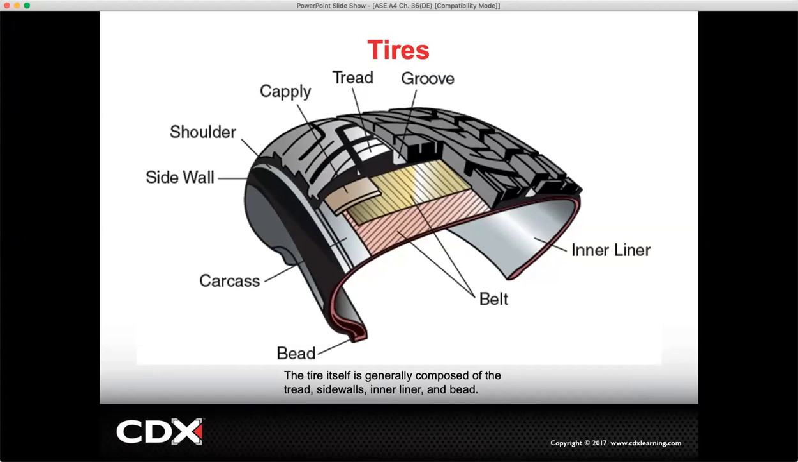All right, so the air in the tire supports the vehicle's mass, and the tire tread provides frictional contact with the road surface. Cords of the synthetic strands or fabric have high tensile strength. Fewer plies make the tire more flexible. And here we have the layers of the tire with the belt, the inner liner, the bead, which is down here, the carcass itself, the sidewall, shoulder, cap ply, tread, and groove.